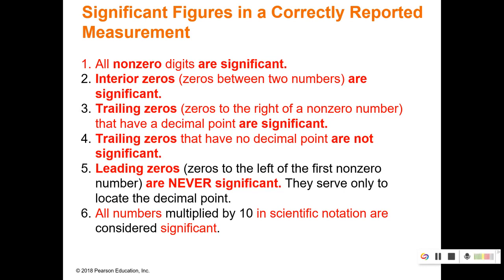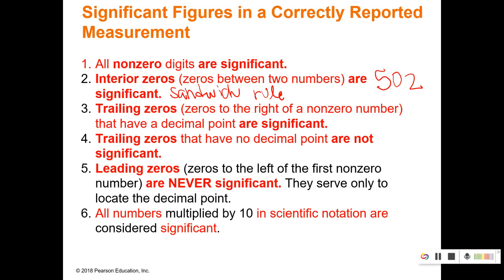The first one is all non-zero digits are significant. That means if the number is not 0, it's important. Number 2 is what I call the sandwich rule. This is that interior zeros are significant. So this is a 0 in between two other numbers. So that 0 is sandwiched in between two other numbers. Okay, when that is the case, it's significant.